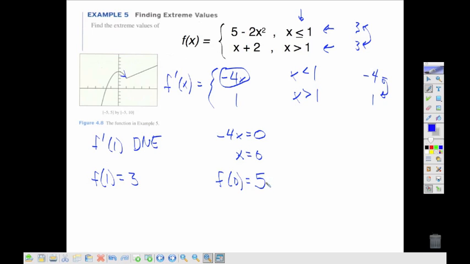So when I need to evaluate whether it's a maximum or minimum, I should go back and consider my graph. At least that's what we're going to be doing for now. We'll find better ways of doing that later. But right now, I can see from my graph that everything is increasing after that and was coming down to that point. So f of 1 at x equals 1 is a local minimum.